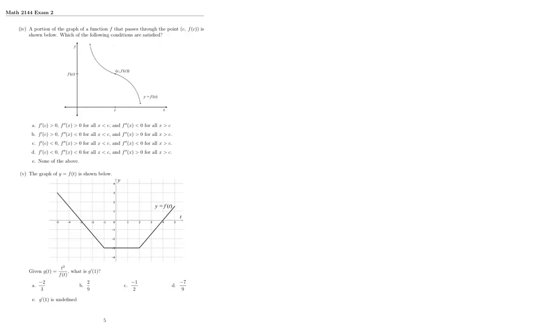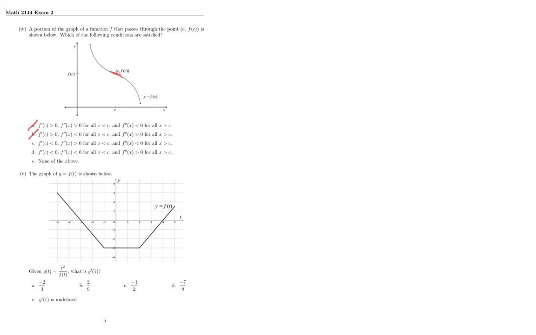So those can be a helpful way to think about what's happening and organize your information. Okay, for the next one, I'm given a portion of the graph of a function that passes through C, f of C. The question is, which of the following conditions are satisfied? The first condition is f prime of C greater than or less than 0. I would say here that f prime is less than 0 because the slope is negative. So I can go ahead and rule out A and B.